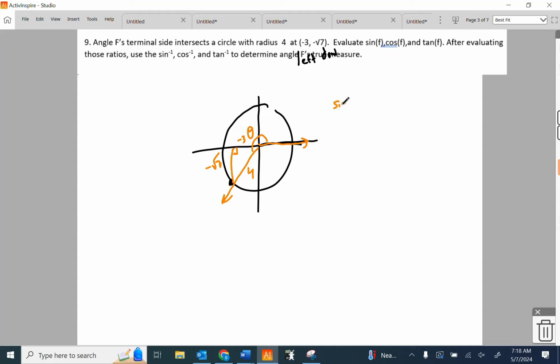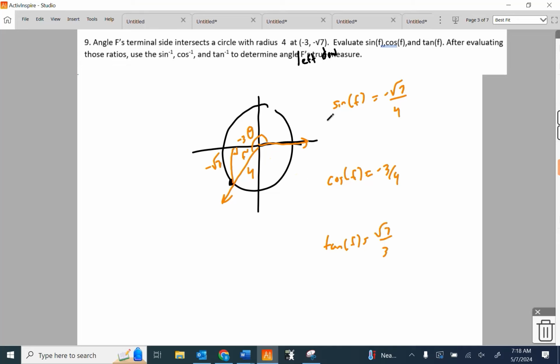So the sine of angle F using the reference angle F prime is going to be negative root 7 over 4. The cosine of angle F, adjacent over hypotenuse, is negative 3 over 4. And the tangent of F is opposite over adjacent, negative root 7 over negative 3. Negative over negative is positive.